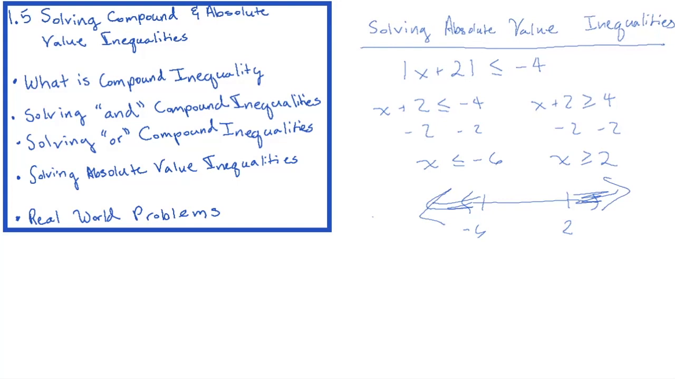So let's pick a test point and see if it works. Say we pick the point 3. If I pick the point 3, then I get the absolute value of 3 plus 2 is less than or equal to -4, which gives me the absolute value of 5 is less than or equal to -4, which gives me that 5 is less than or equal to -4. Now this is definitely not true. What happened? We did everything correctly.